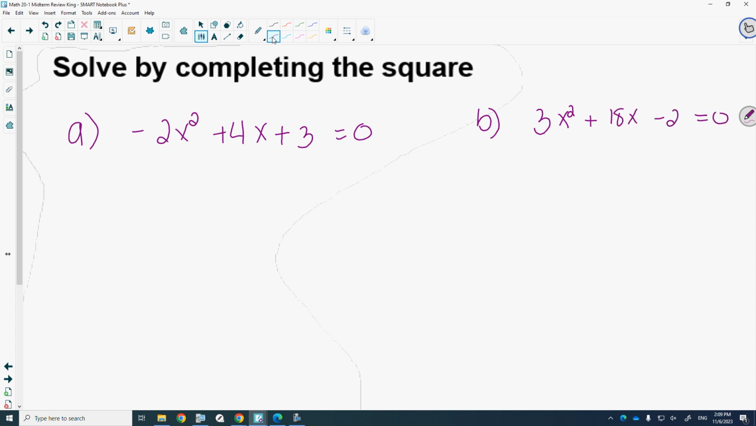So remember, when we complete the square, we put brackets around our first two terms. And what you want with your first two terms is to have a 1 in front of your x squared. So we want to get rid of that negative 2 by factoring it out. So let's factor out that negative 2. And we would get, in the bracket, x squared minus 2x. Remember, you want to leave yourself some space. And then we've got that plus 3.